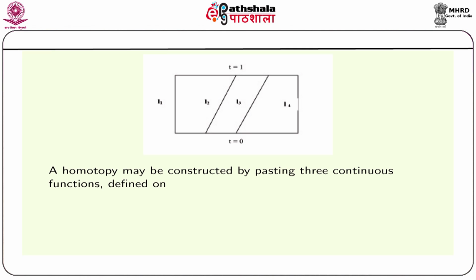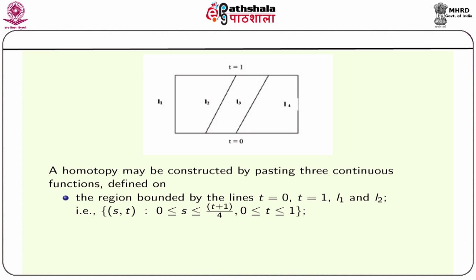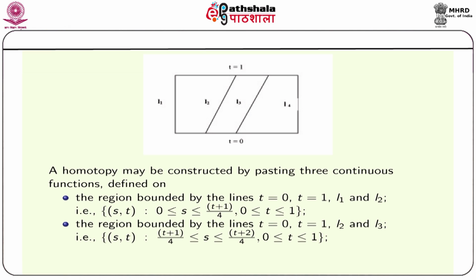Now, how do I construct the homotopy? In the first region bounded by the lines t equal to 0, t equal to 1, L1 and L2, that is the region of all points (s, t) such that s lies between 0 and (t+1)/4 and t varies over 0 to 1, we should give one description of a continuous function, and in the first region it should follow the rule of alpha.